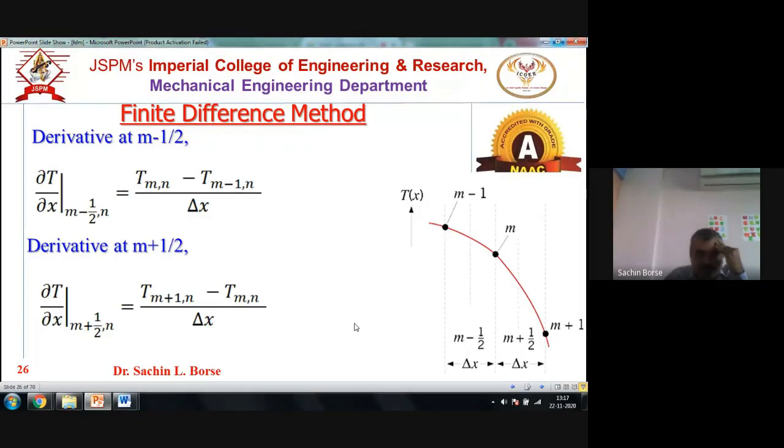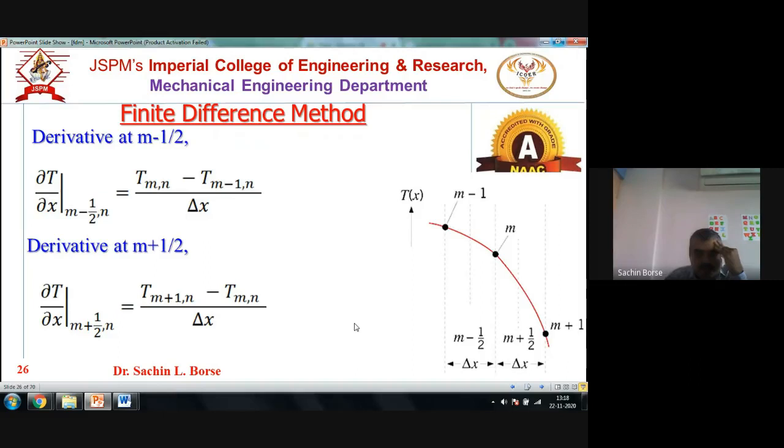So it will be this m value, that is T(m,n) minus T(m-1,n) divided by the distance between these two nodes, which is delta x. Now write the derivative at m plus half, that is del T by del x at m plus half, n. So it will be T(m+1,n) minus T(m,n) divided by the distance between two nodes, delta x.